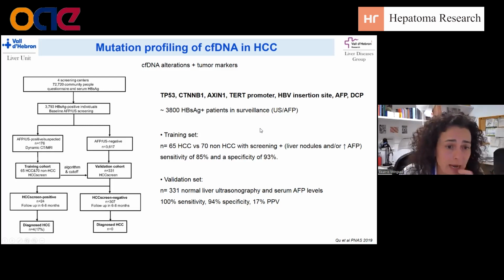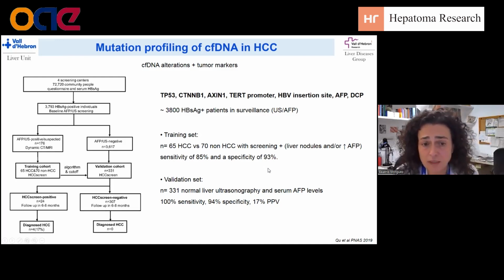And among those patients that had either liver nodules or elevated alpha-fetoprotein, they took the training set with 65 patients that had HCC and 70 that didn't have HCC. Getting a sensitivity, as you can see here, of 85% and a specificity of 93%.